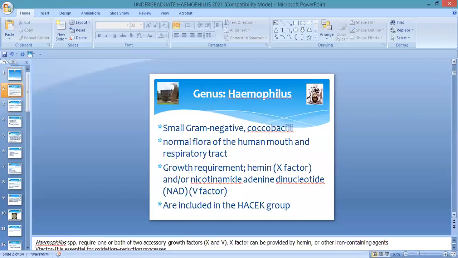So start with the genus Haemophilus. Haemophilus are basically gram-negative Coccobacilli, and they're usually found as colonizers or normal flora in the upper respiratory tract. In terms of their growth, they require two very important accessory growth factors, that's hemine and nicotinamide adenine dinucleotide, that's the NAD, which we call the X factor.